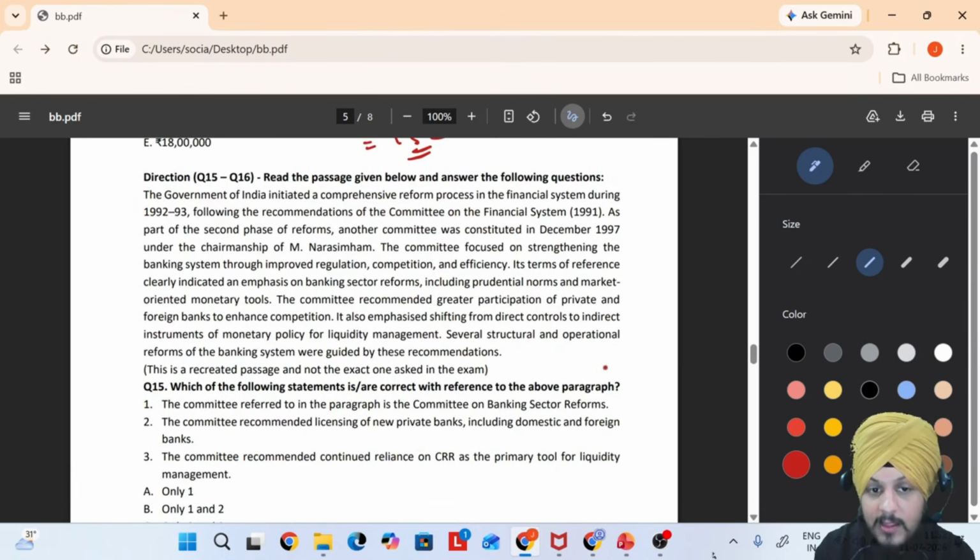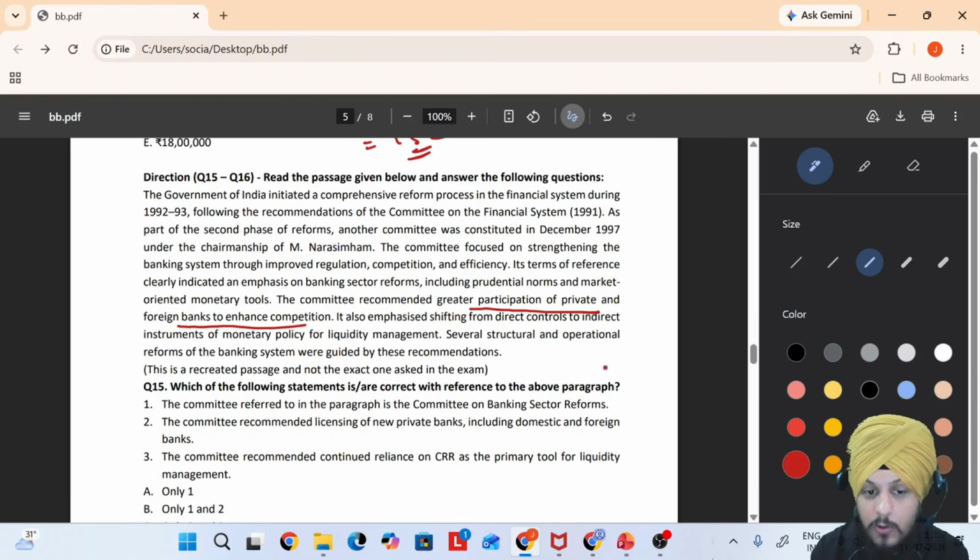Over here again they have given you a passage related to the banking sector: the Government of India initiated a comprehensive reform process in the financial system during 1992 to 93. Following the recommendation of the Committee on the Financial System, as part of the second phase of the reforms, another committee was constituted under the chairmanship of M. Narasimham, right? The committee focused on strengthening the banking system through improved regulation, competition, and efficiency. The terms of reference clearly indicated an emphasis on banking sector reforms, including prudential norms and market-oriented monetary tools. And the committee recommended greater participation of private and foreign banks to enhance competition.